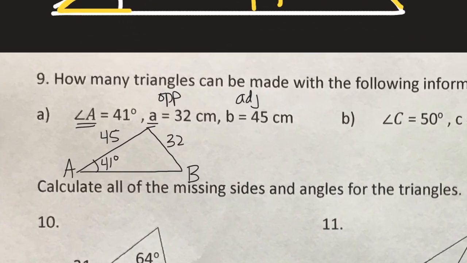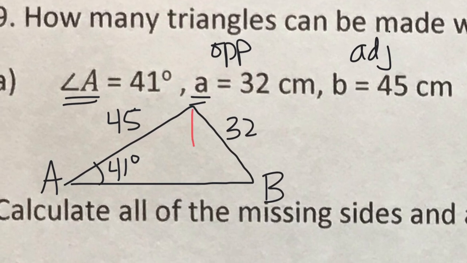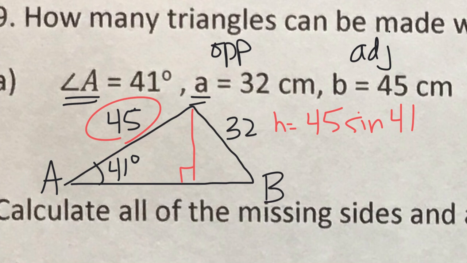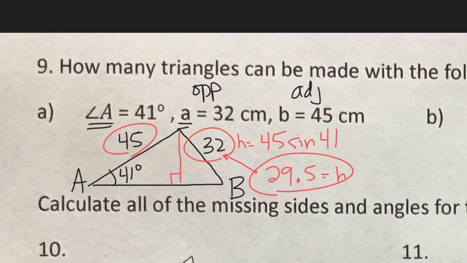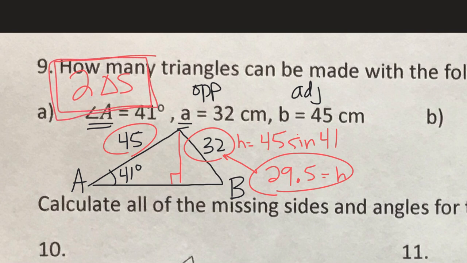Calculate the height. So that's done pretty easily. The height of your triangle is the adjacent side, which is 45, times the sine of 41. So 45 times sine 41, that is 29.5, sorry, units, centimeters. So then how does 29 relate to 32? Well, it's smaller than it, which means there are two triangles possible. Okay, so if we were going to solve this one, we would use the law of sines and then flip over and do geometry for that one.